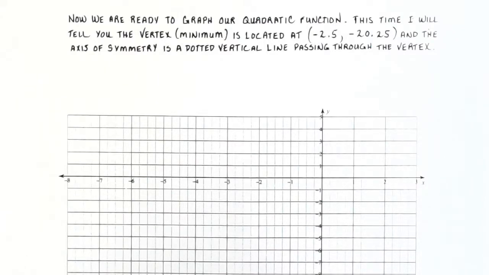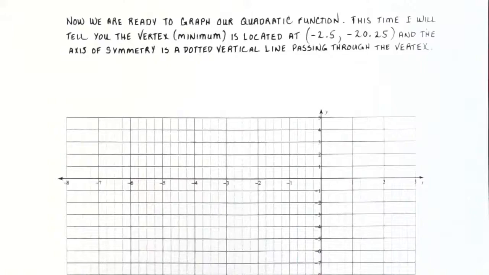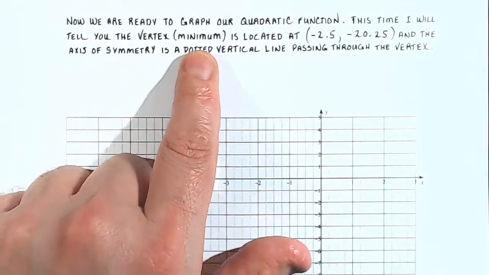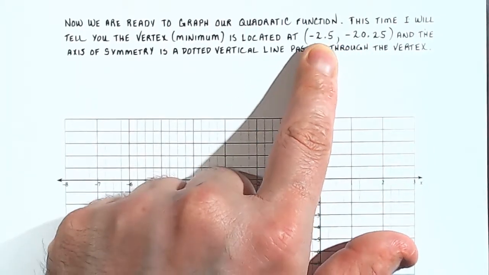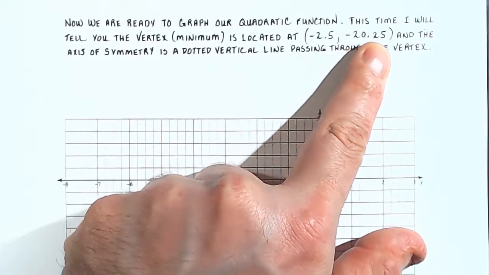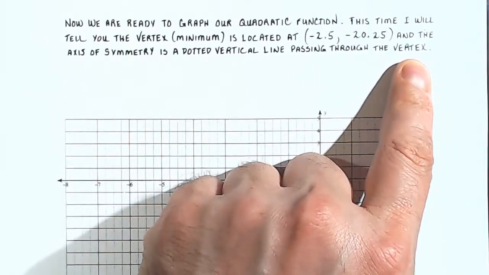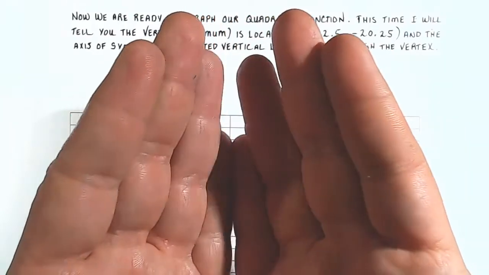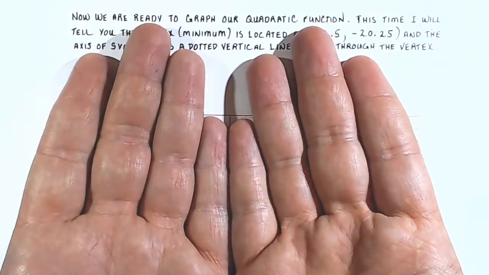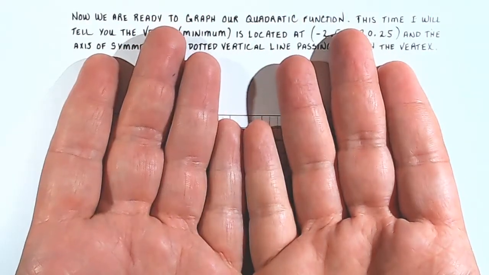Okay, now we're back on track with everybody. Now we are ready to graph our quadratic function. Now on this occasion, I will tell you the vertex, which in this case will be a minimum, is located at this coordinate here, -2.5, comma, -20.25. And the axis of symmetry is a dotted vertical line passing through the vertex. Remember, the axis of symmetry is the place at which, if I draw a dotted line, I will split the graph exactly into two pieces. They will reflect on one another like that, okay?